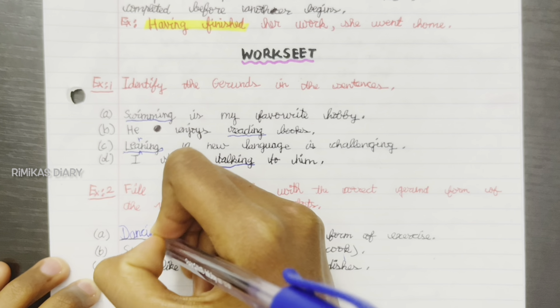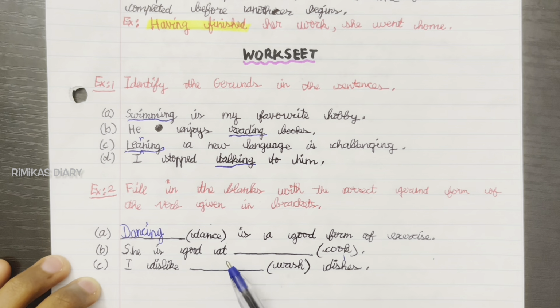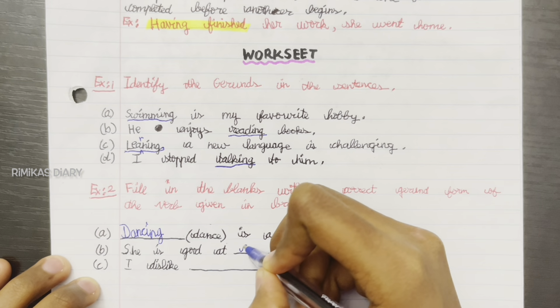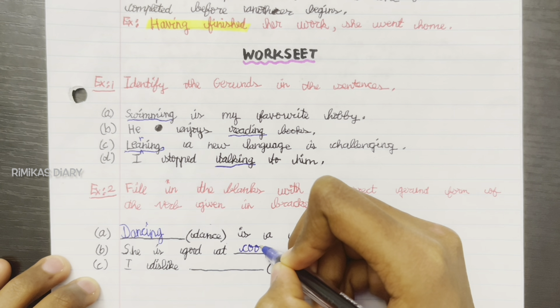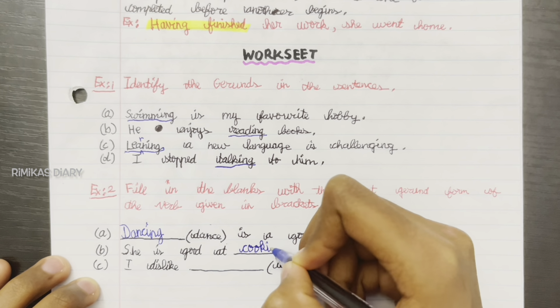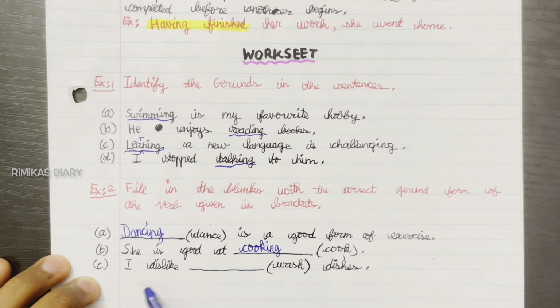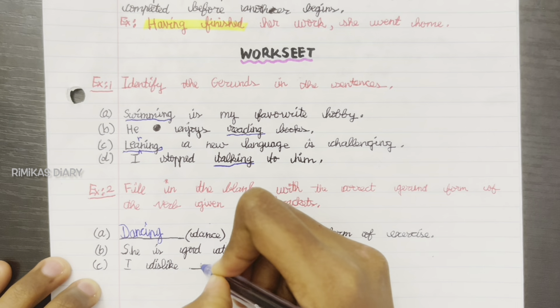So dancing. Next, she is good at dash, cook. So cooking. So she is good at cooking. Next, I dislike dash dishes. So in the bracket they said wash. I dislike washing dishes.